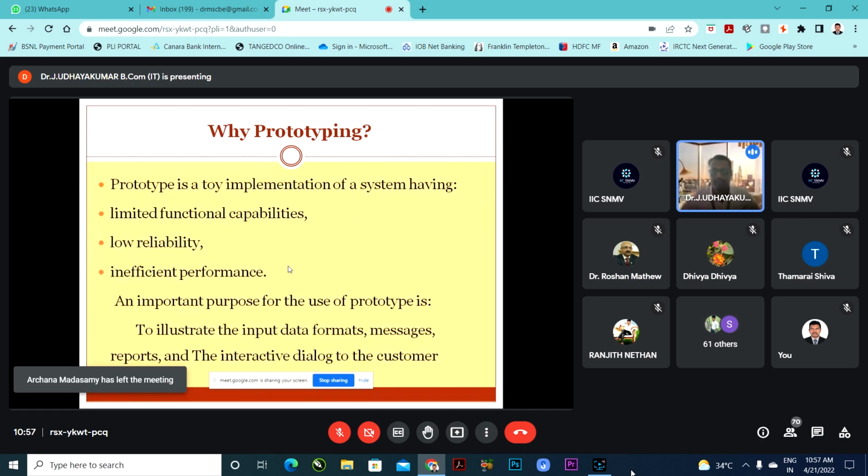Why prototyping? Why is prototyping essential for us? Prototyping is a toy implementation, that is, a toy implementation of systems having limited functional capabilities. It has low reliability and insufficient performance. An important purpose for the users of the prototype is that you will get some input data formats, messages, reports, and interactive dialogues with the customers. These are the things which will help the manufacturer or producer to make a final product.